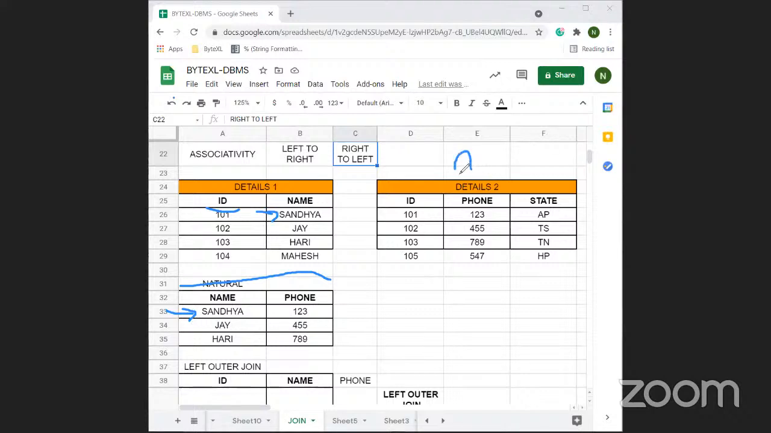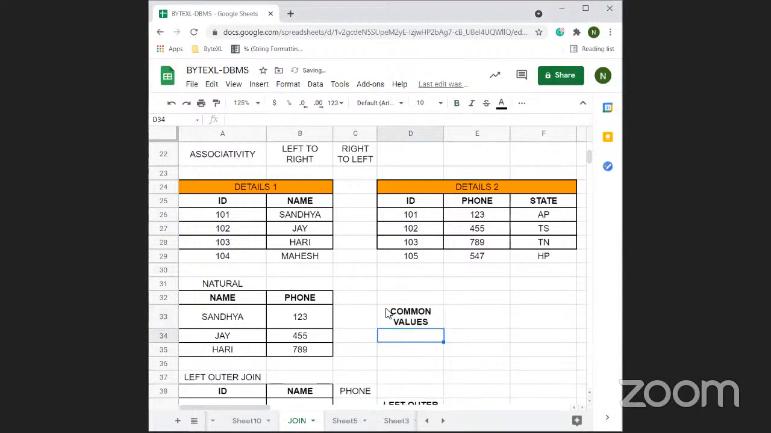Then in the details 2 table, again I am taking only phone number, not the state. ID 101. What is the phone number? 123. Both 101 name is taken, 101 number is taken. The same process will be done for 102, 103. Both of their names are taken, both of their phone numbers are taken. That's all. Why? Because it is a natural join, only common values will be taken. Only common values. That is natural join.